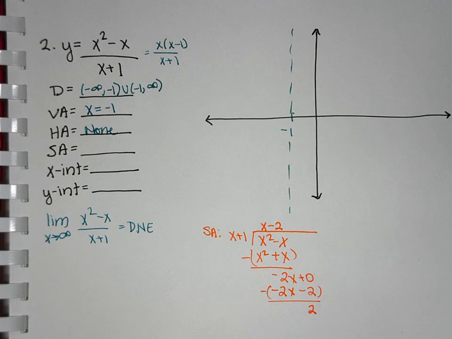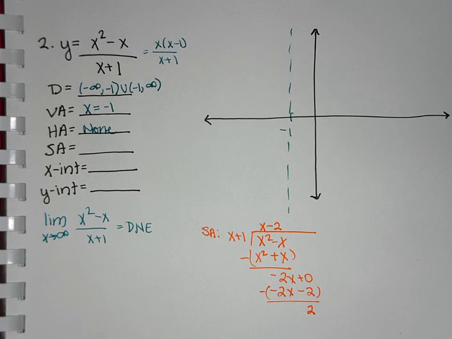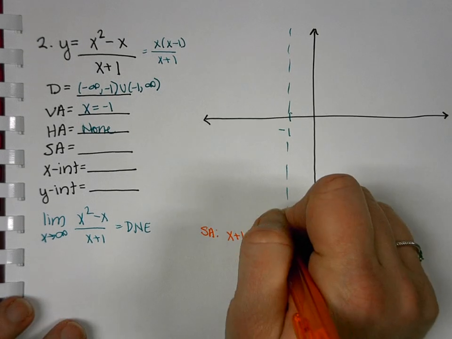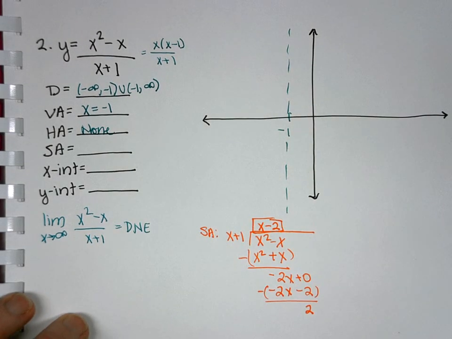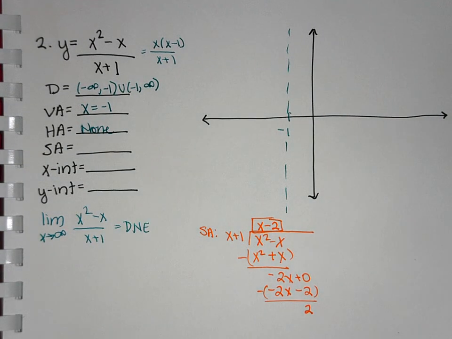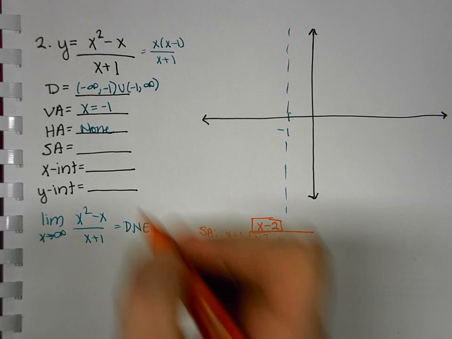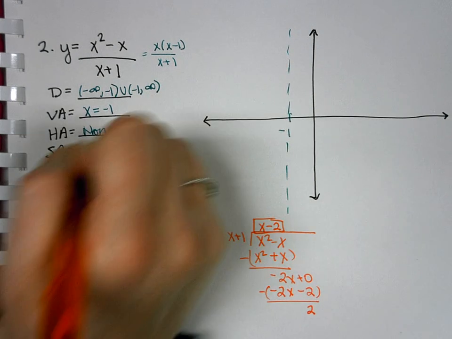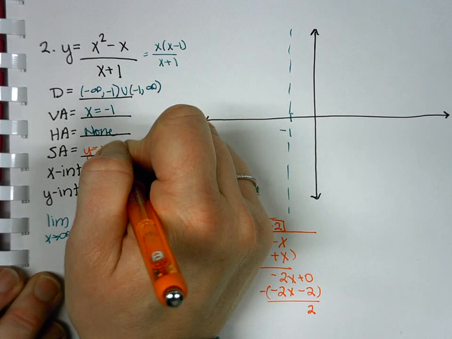So when you're doing this, your slant asymptote is this line right here. It doesn't matter if you have a remainder or not. Your slant asymptote is just going to be the linear part that's up in your divisor. So the slant asymptote is the equation y equals x minus 2.